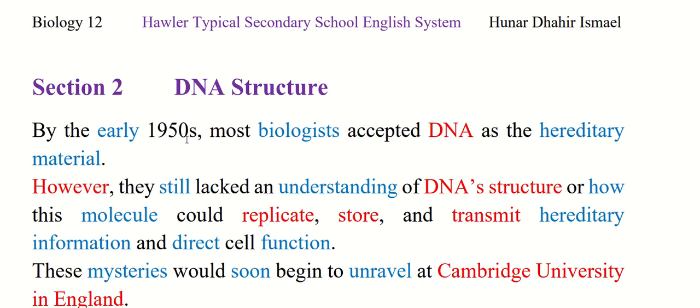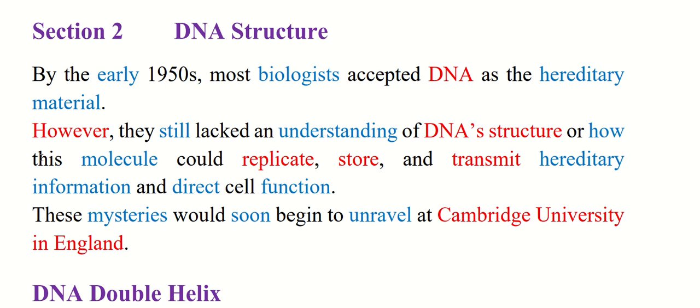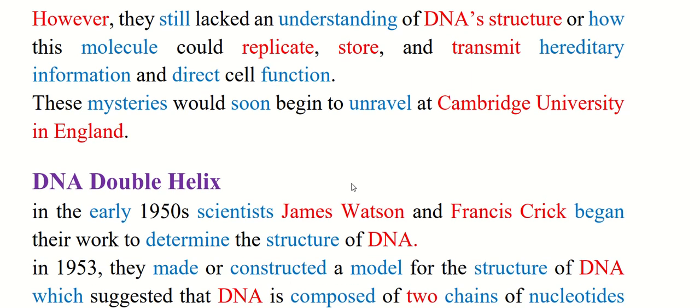By the early 1950s, most biologists accepted DNA as a hereditary material. However, they still lacked an understanding of DNA structure or how this molecule could replicate, store, and transmit hereditary information and direct cell function. This mystery would soon begin to unravel at Cambridge University in England.